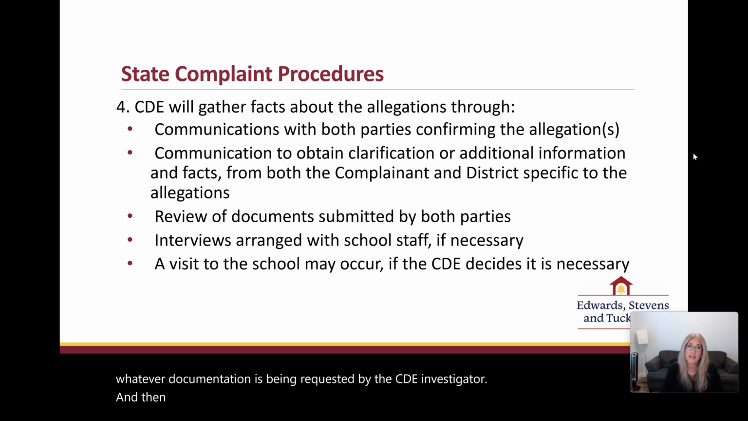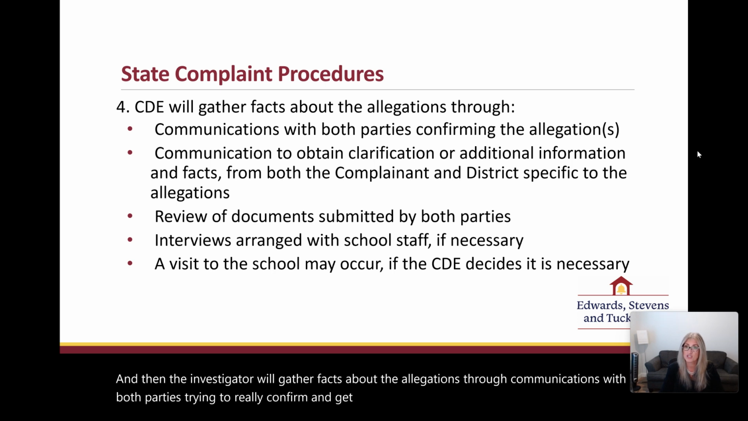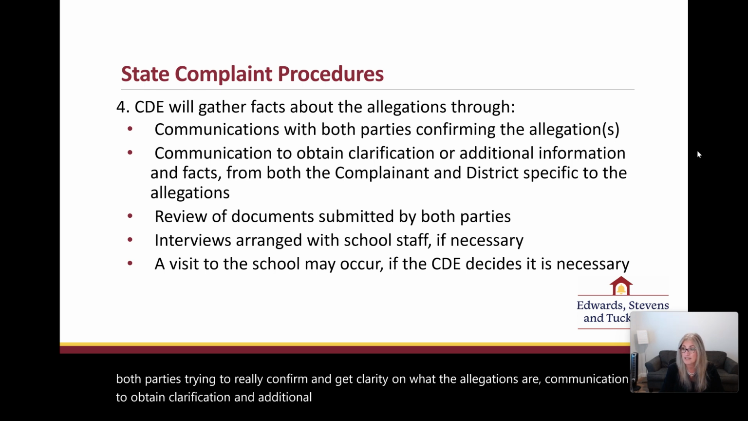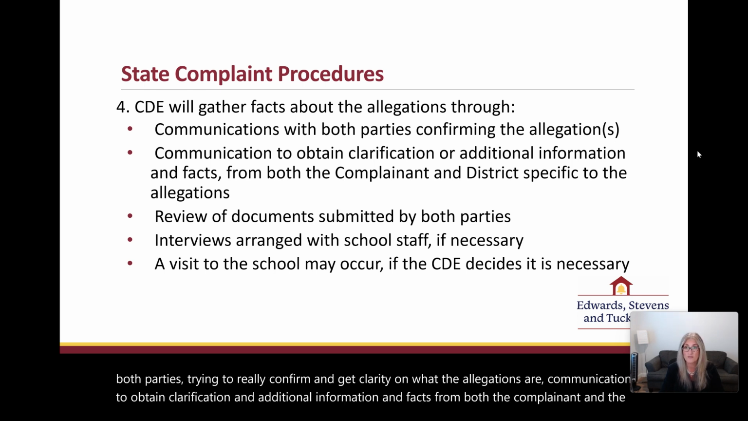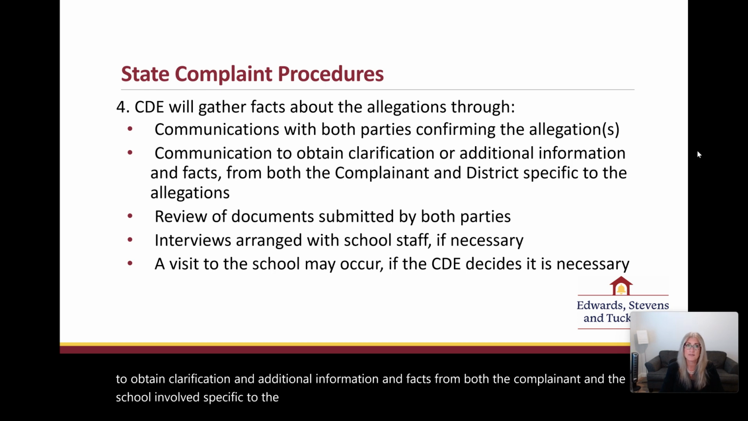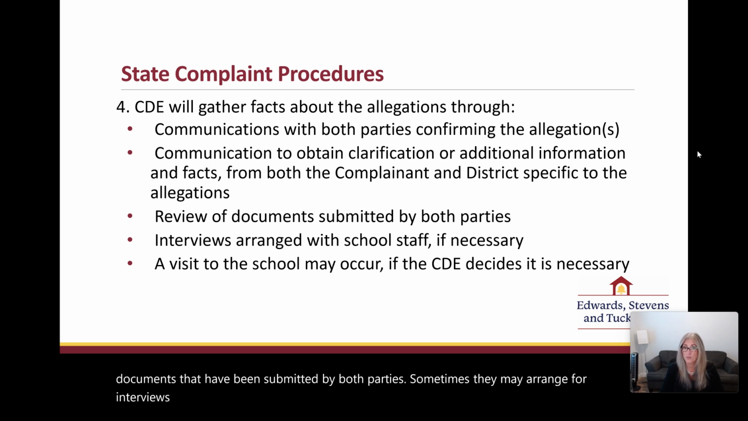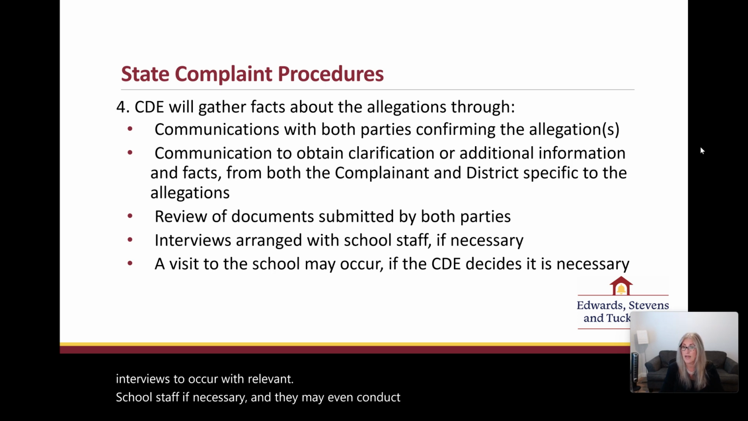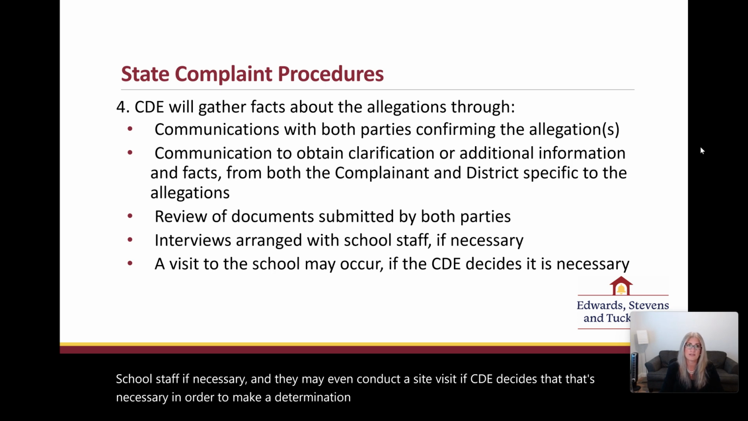Then the investigator will gather facts about the allegations through communications with both parties, trying to really confirm and get clarity on what the allegations are. Communication to obtain clarification and additional information and facts from both the complainant and the school involved, specific to the allegations. They will review any documents that have been submitted by both parties. Sometimes they may arrange for interviews to occur with relevant school staff if necessary, and they may even conduct a site visit if CDE decides that that's necessary in order to make a determination on the allegations.